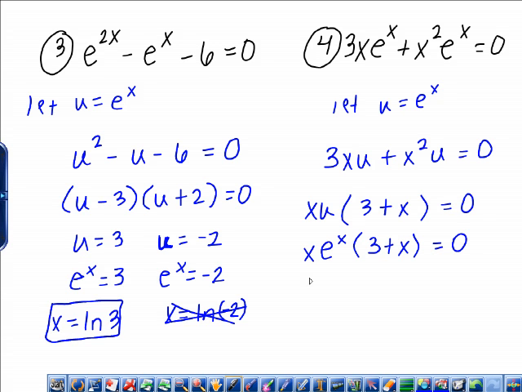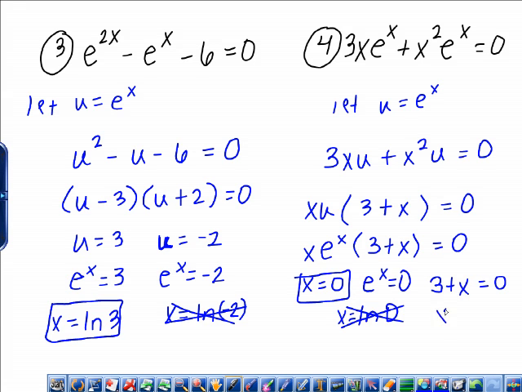So let's set our 3 factors equal to 0. We've got x equals 0, and that's already solved for us. We've got e to the x is equal to 0, and that's going to change into natural log of 0. Sorry, x equals natural log of 0, which there's an asymptote there, so that's not a good solution either. You can only take log of positive numbers. All right, and then we've got 3 plus x is equal to 0, which gives us a solution of x equals negative 3.